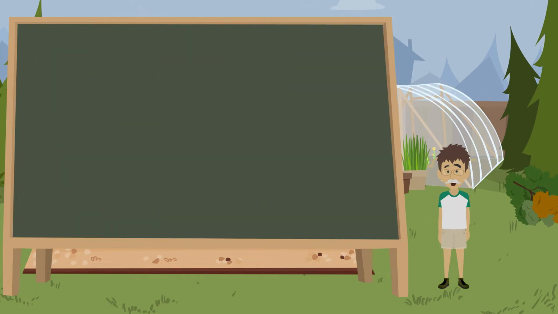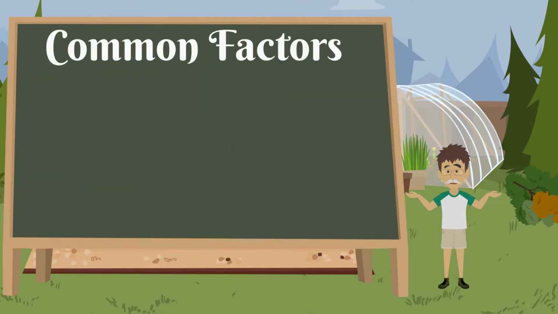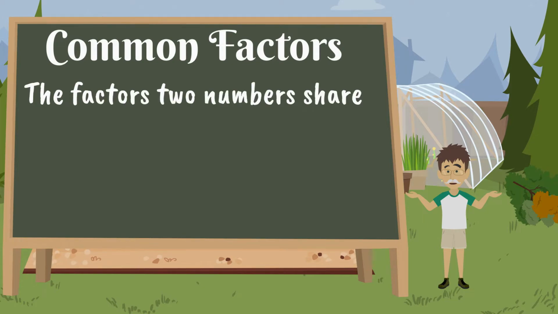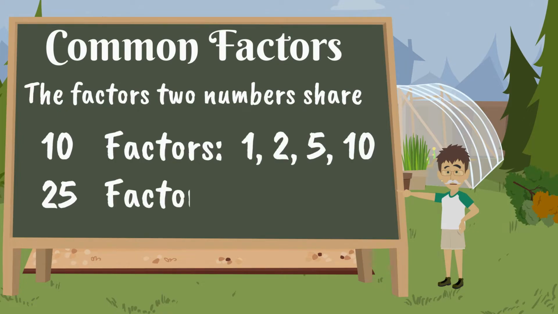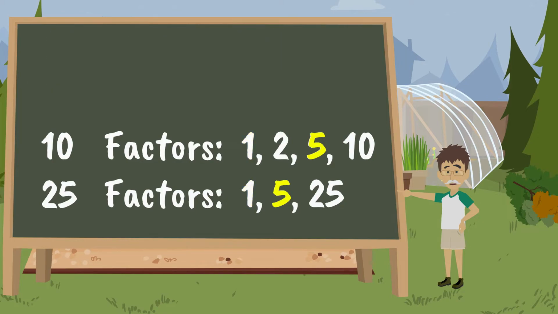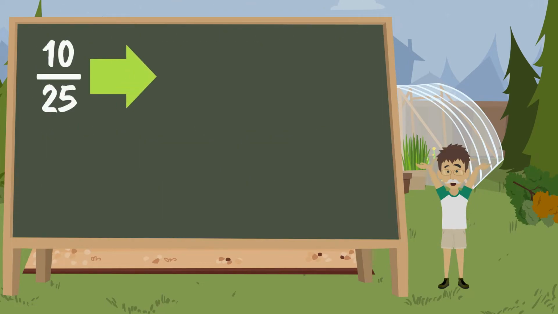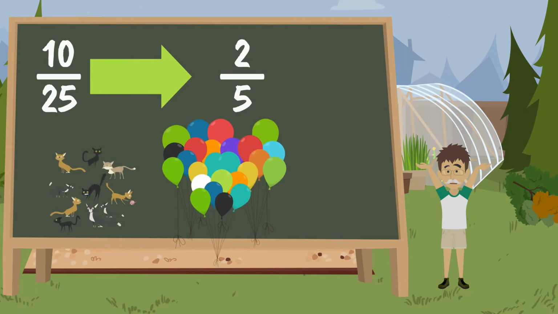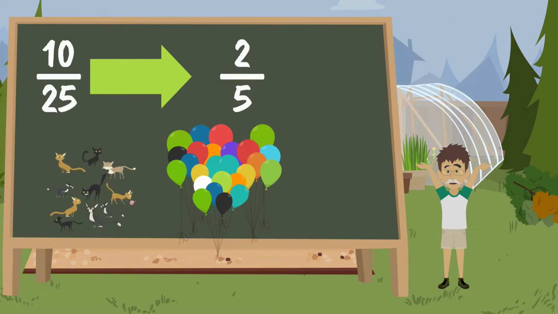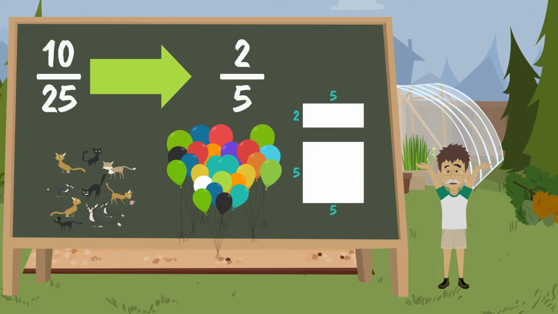The last central concept is common factors. 2 numbers that have the same factor are said to have common factors. For example, 10 and 25 have common factors of 1 and 5. Since 5 is the largest common factor, it is called the greatest common factor. Common factors allow us to simplify fractions, understand relationships between values, and even create rectangles with a common side length.